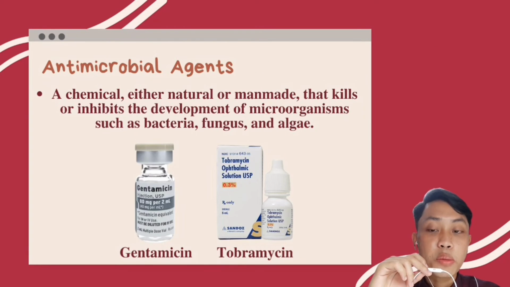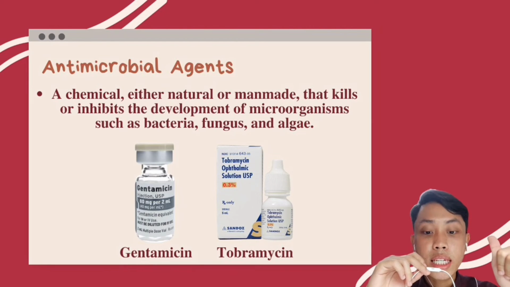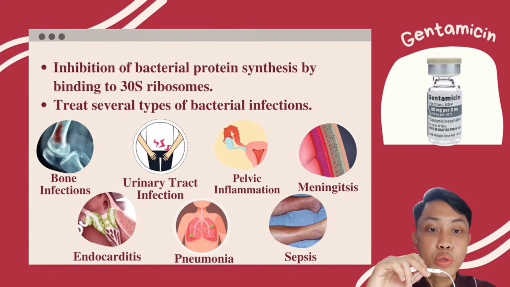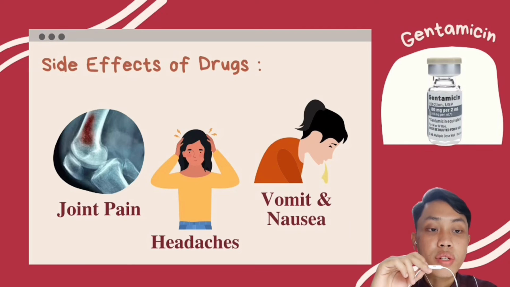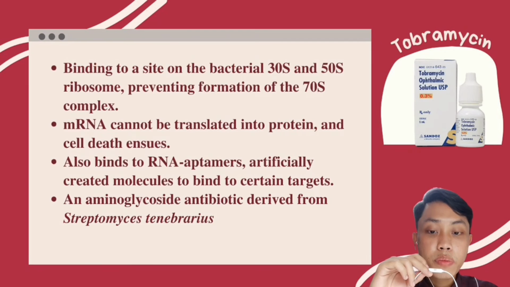The last one, we have antimicrobial agents. Under antimicrobial agents, we have gentamicin and tobramycin. Gentamicin may inhibit bacterial protein synthesis by binding to 30S ribosomes. It is very helpful to treat several types of bacterial infections, including bone infections as well as meningitis. The side effect of gentamicin includes nausea, headache, and joint pains.